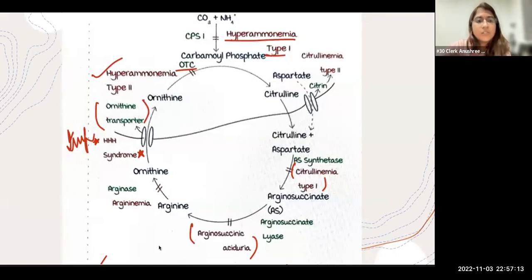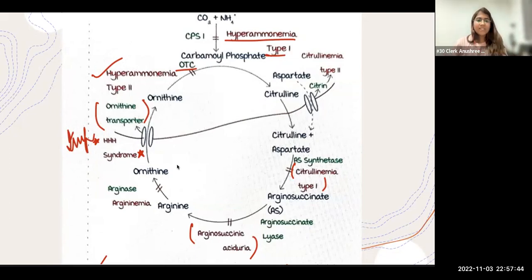Okay. So if this enzyme is fine, arginine is there. But now we want arginine to go back to ornithine and release the urea. But what happened? We don't have the arginase enzyme. So there will be no ornithine, no urea, and it will cause arginemia because this amino acid will start to build up in the blood.